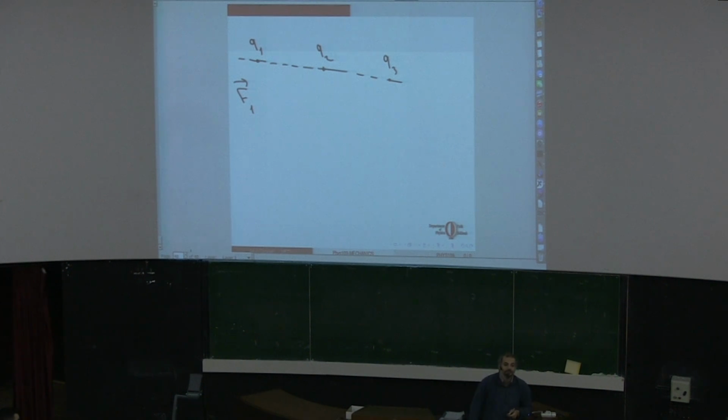So what about the electric field lines? Does the presence of this charge Q2 influence the force that this charge Q3 exerts on the charge Q1?